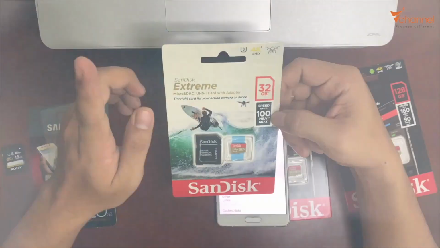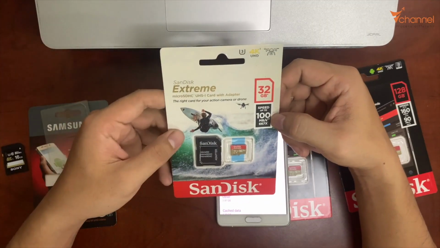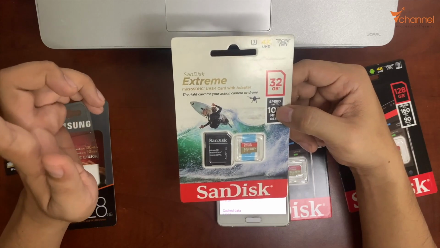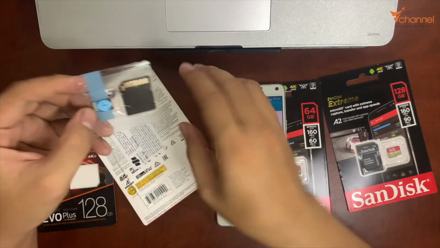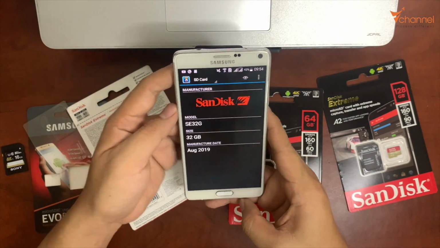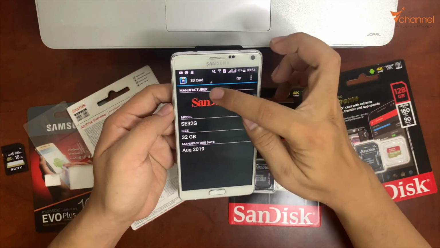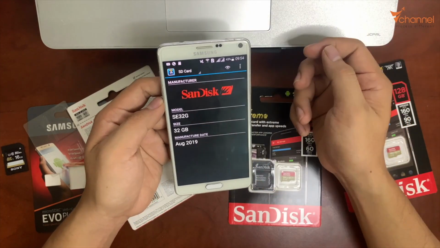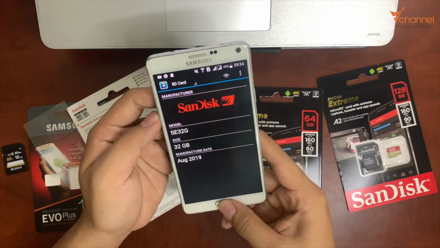Next, we will try SanDisk Extreme U3. Okay, I have right here manufacturer is SanDisk. This is the original one. If in this step you see the manufacturer is another brand or not shown at all, that means the memory card is the fake one.